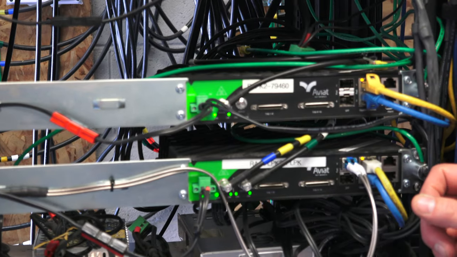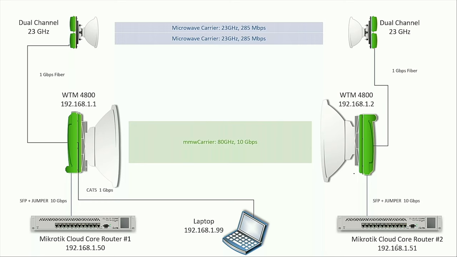Now, let's go inside and take a look at the configuration of the radio. This is a network diagram of our vendor-agnostic multi-band configuration. You'll notice at the top, we have our dual carriers at 23 gigahertz, each one carrying 285 megabits of traffic for a combined capacity of 570 megabits. Our new WTM4800 radio can give us up to 10 gigabits of capacity. We cross-connect the two radios with a 1 gigabit fiber cable. This will allow the WTM radio to use its Layer 1 link aggregation engine and utilize the available capacity on the microwave radio combined with our 10 gigabits of capacity on the E-band radio, and we combine our traffic together in a hitless fashion. Let's take a look at the radios and see how this is set up, and then we'll generate some traffic using our MikroTik routers across the link.